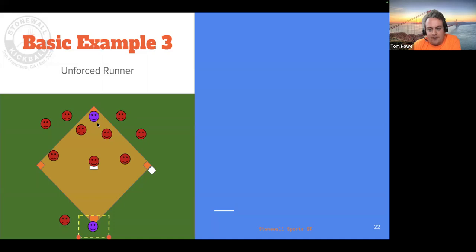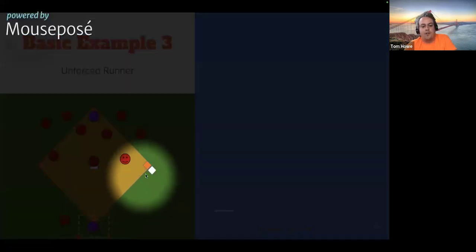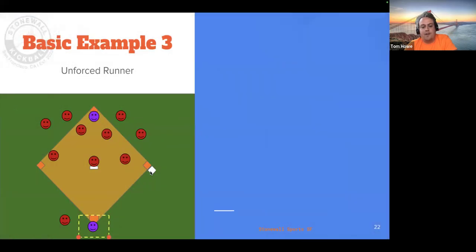This runner is not forced, and they're not forced because this kicker here is going to be running from home plate and they must reach first base, right? But they don't necessarily have to reach second base. They only have to get to first. That means that the runner who is on second base is not required to run.